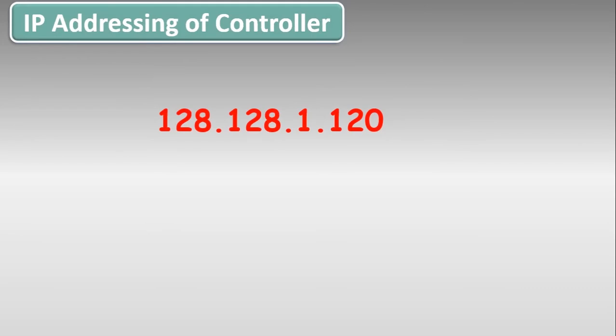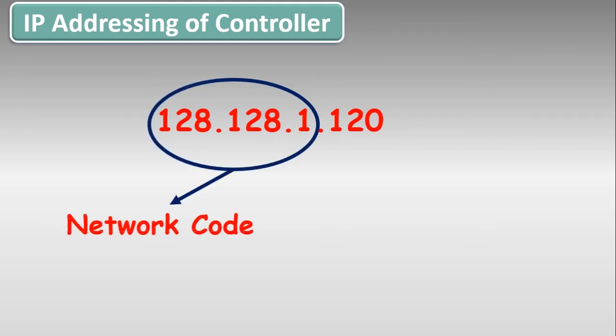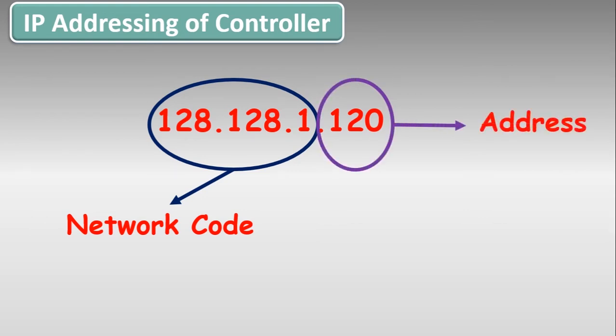Now, before seeing the IP address of the controller, let me first elaborate what the IP address of the controller means. The first 3 points of the IP address are the network code. The network code denotes the corresponding port of the panel of the controller. The last point of the IP address is the address of the controller, which can be set by DIP switches located in the controller. We will see the setting of DIP switches as we move further in this video. The range of the address of the controller is from 2 to 127.